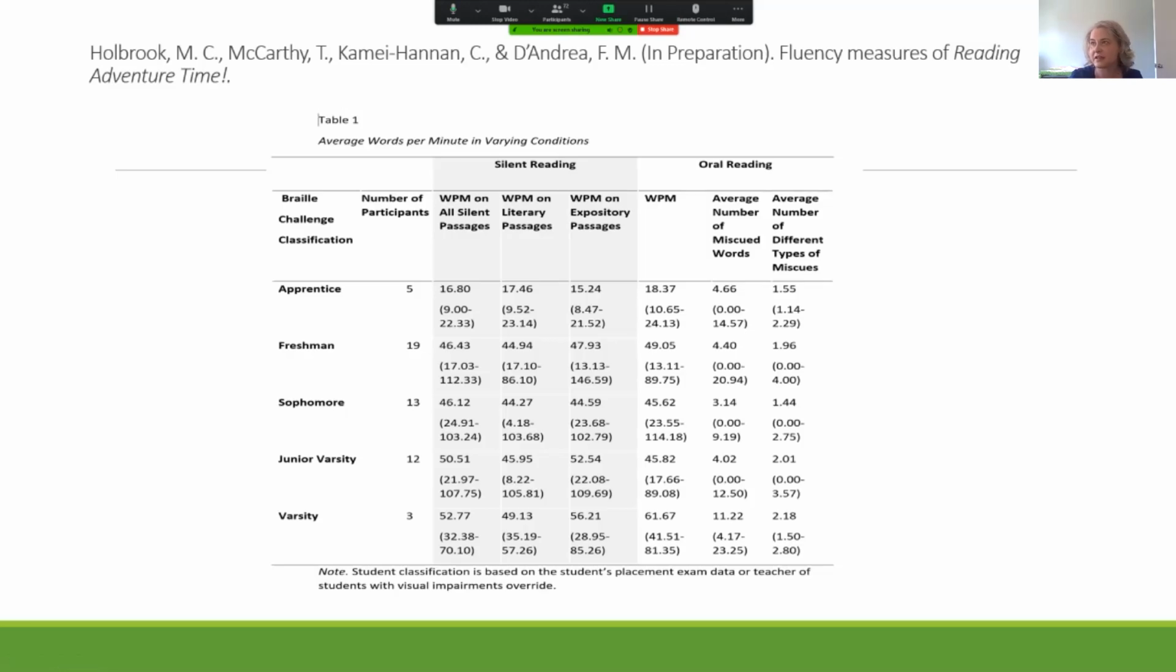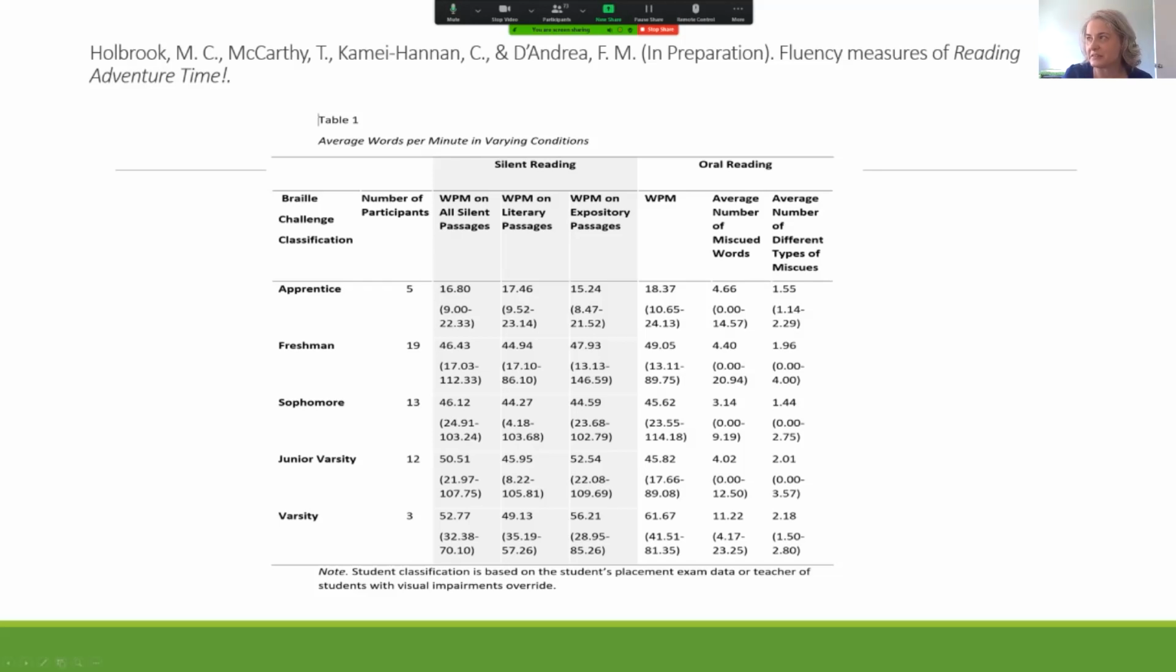So when we look at these numbers, like I said, an oral reading speed of approximately 40 words per minute for students who are about to leave high school. The average oral reading speed for an adult is about 150 words per minute. The average silent reading speed for an adult is about 300 words per minute. So if we're comparing oral reading speeds, our students in that varsity level were reading about 40 words per minute, when their typically sighted adult peers are reading at about 150 words per minute orally. So that's a huge difference.